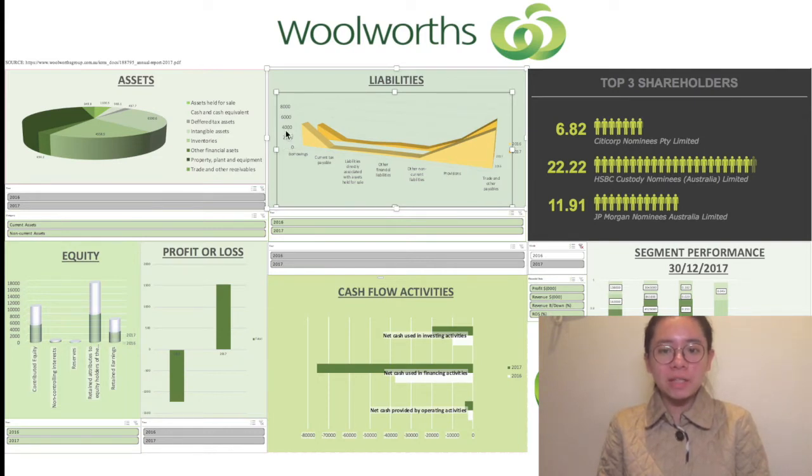It can be seen that there is a slight drop from 2016 to 2017 in borrowings. Other than that, there is no other significant difference.